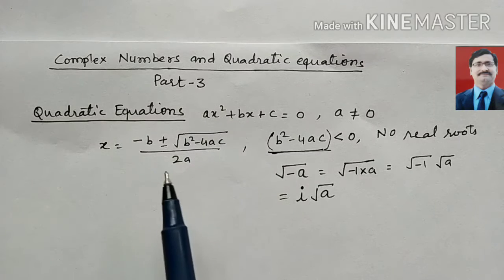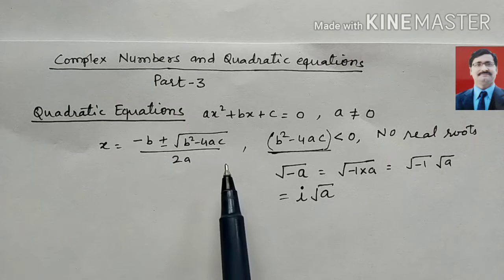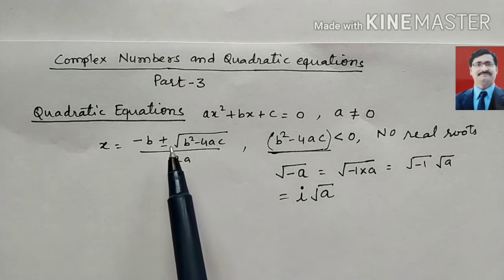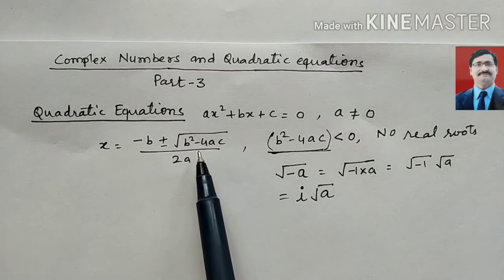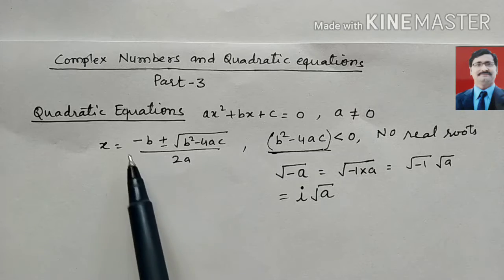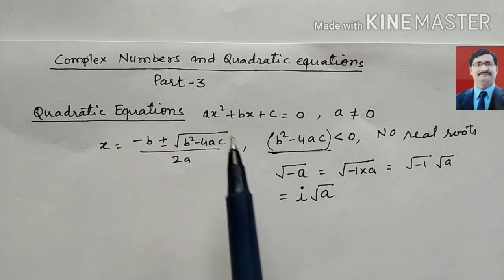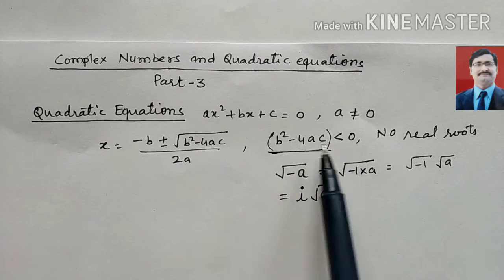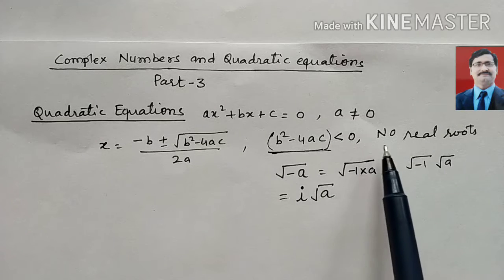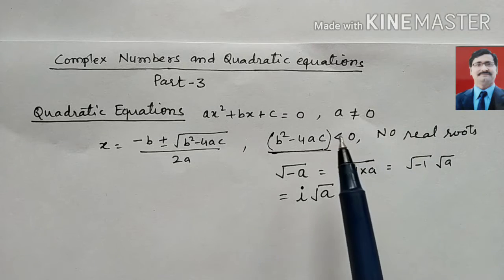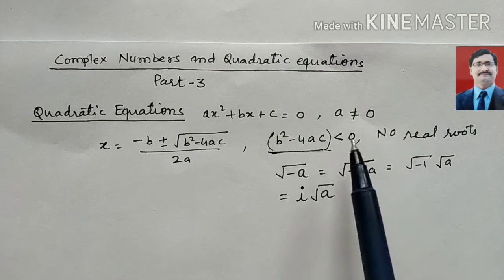Now in 10th class we did this formula, and this formula is called the quadratic formula. This is x equal to minus b plus minus root of b square minus 4ac, upon 2a. And in 10th class, if we get b square minus 4ac less than 0, at that time we write there are no real roots. But now we have complex numbers, so we will not write this type of thing, that there are no real roots.